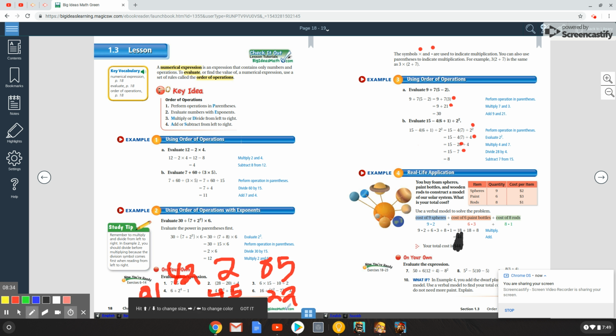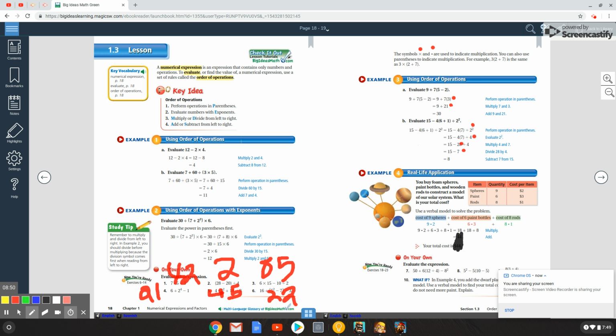We zoomed through those 2 problems. Now we just do this real life application. You buy foam spheres. So basically, you can read this. So take a little bit of time to read this. But I'm just going to jump to the equation.